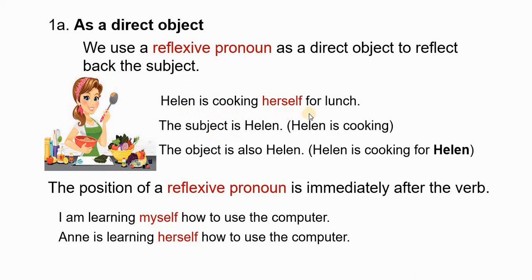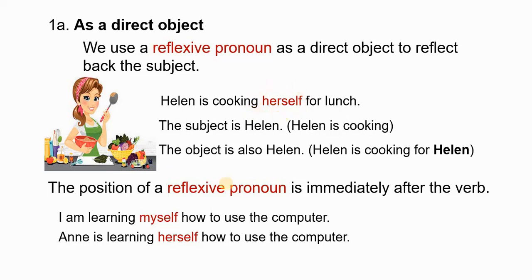Helen is cooking herself for lunch. So the subject is Helen. Helen is cooking. And the object is also Helen. Helen is cooking for Helen. The position of a reflexive pronoun is immediately after the verb. So, as you can see here, the verb cooking, and then we have the reflexive pronoun herself.